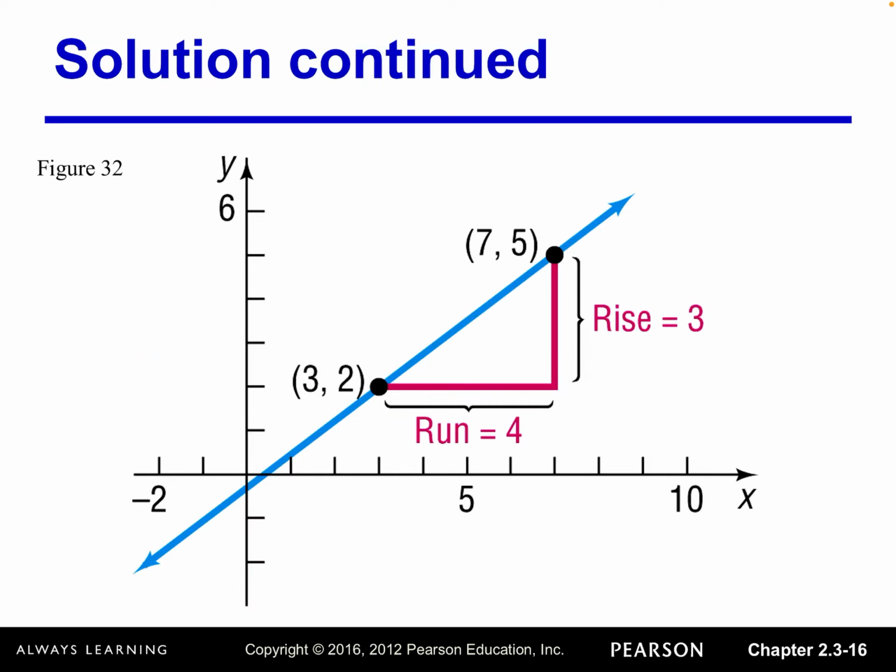Let's look at the more accurate graph in the book. The A from (3, 2): go up 3, go over 4. That's how we got (7, 5). And then connect the 2 points to form the line.